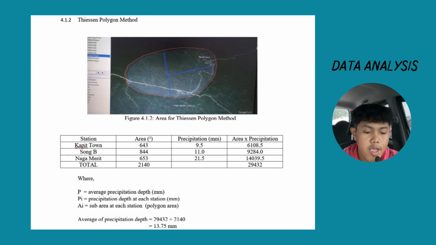And then we've got the precipitation as in the slide before, and then we have to calculate the area times precipitation, as per the data below, as you can see on the table. And then we have to calculate the average of the precipitation depth. To calculate this, we divide the total area times precipitation by the total area, and then we've got 13.75 millimeter.